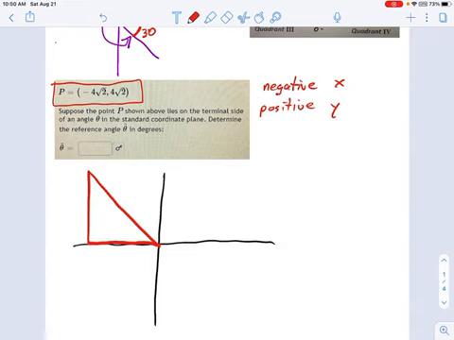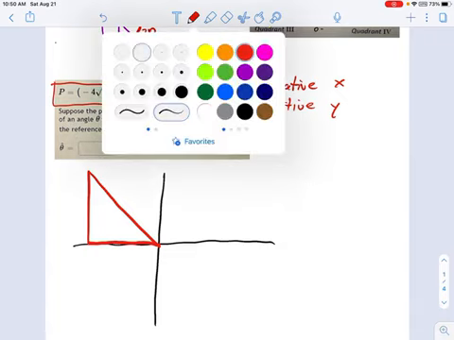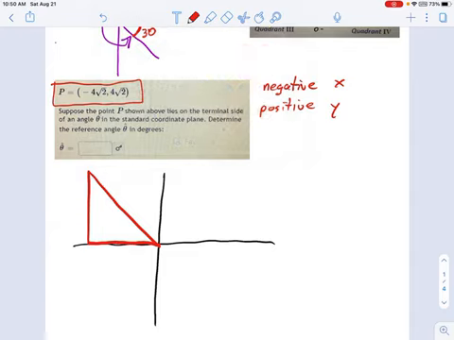And the point that we're told, P, is going to be right here. So that's negative 4 root 2 comma 4 root 2. So there's my point. And just like before, it's useful if you label the sides of this triangle. You can use the x-coordinate to label the x side. That's right here, negative 4 root 2. And the y-coordinate to label the y side, positive 4 root 2.